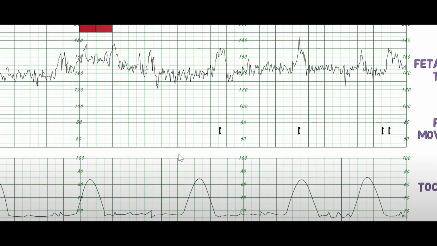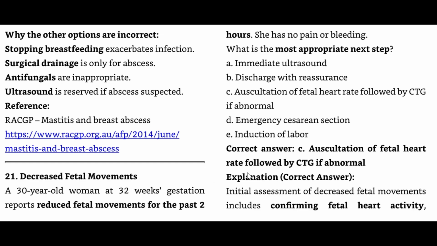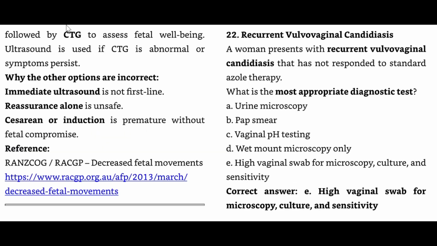The CTG can assess the fetal well-being by assessing the fetal heart rate, the fetal movement, and the uterine contraction. Okay? So the first step was auscultation of the fetal heart rate. Then assessment of the fetal well-being by the CTG. Initial assessment of decreased fetal movement includes confirming the fetal heart activity, auscultation of the fetal heart activity, followed by CTG to assess the fetal well-being.